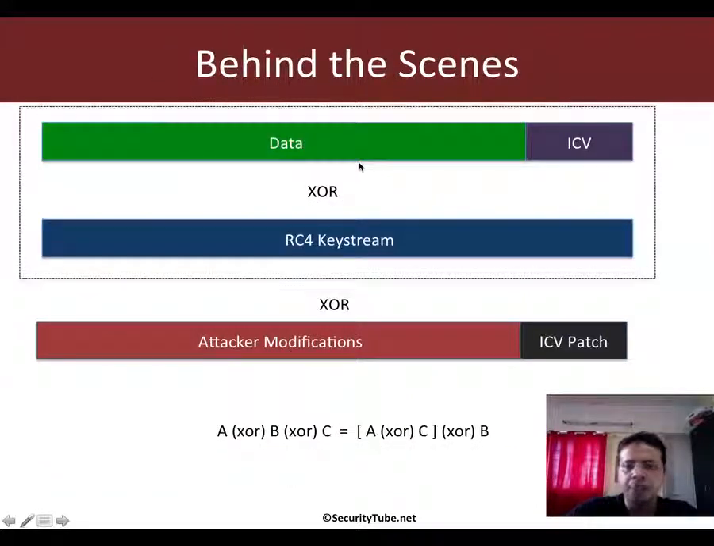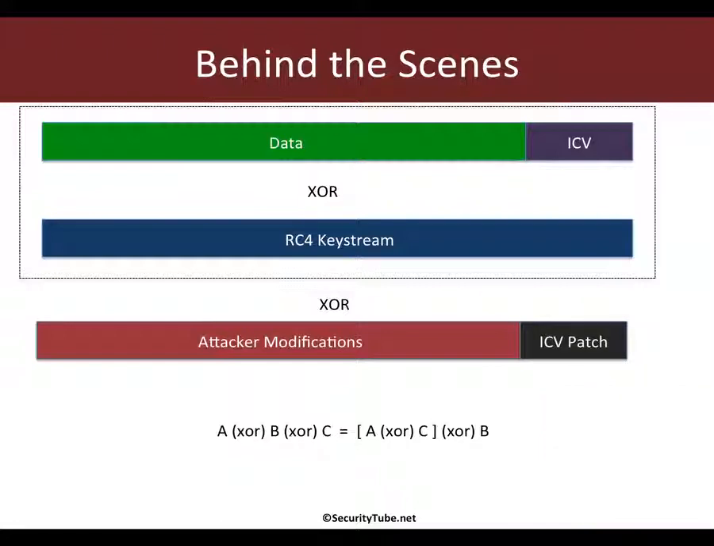So to break it up, if you want to visualize this, what is really happening behind the scenes is our original encrypted packet was the plain text data along with the ICV for the plain text, and this was XORed with the RC4 keystream, right? Now what we are doing is XORing this encrypted packet with the attacker modification and the ICV patch. Now here is a very interesting property of the XOR operation.